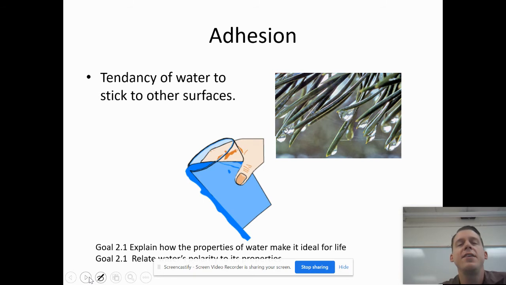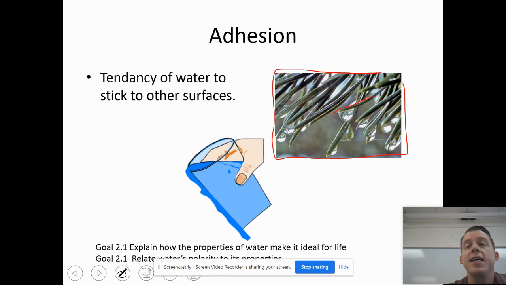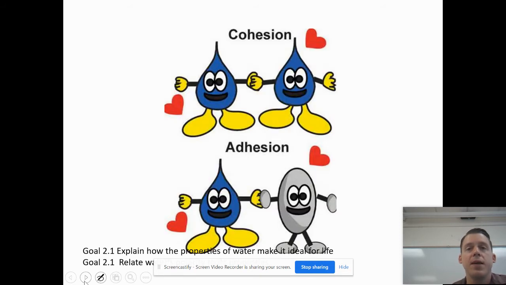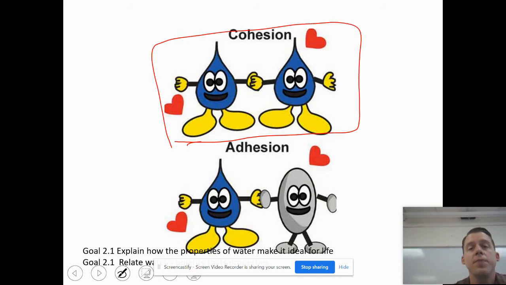Adhesion is the tendency of water to stick to other surfaces. So you see here, these pine leaves, water is sticking to them, and it's sticking to them because the pine leaves are polar, the water is polar, so the polar water likes to stick to the surface. You may have noticed something like this before, where you pour water from a glass and it dribbles down the side. That's because the water likes to stick to the glass. It doesn't like to let go. So that's adhesion. Cohesion, water sticking to other water. Adhesion, water sticking to other things.